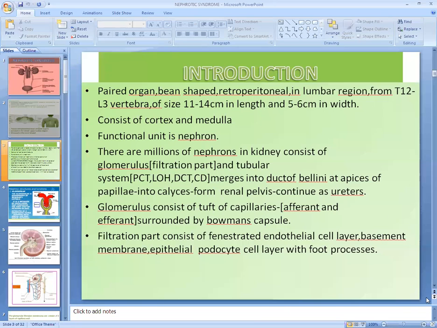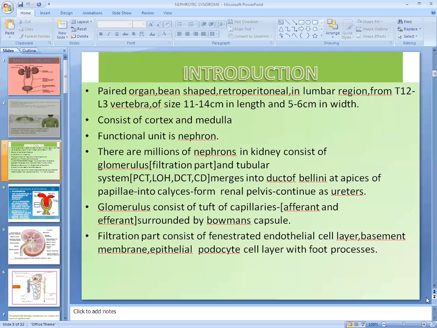So there are millions of nephrons in kidney, consisting of glomerulus, which is the filtration part of kidney. The blood is filtered here, and then tubular system: proximal convoluted tubule, distal convoluted tubule, loop of Henle, collecting duct, all merge into duct of Bellini at the apices of papilla of the kidney. These papillae open into calyceal system. This calyceal system forms renal pelvis, and renal pelvis continues as ureter. So ultimately the urine which is formed is drained into ureter and then to bladder.